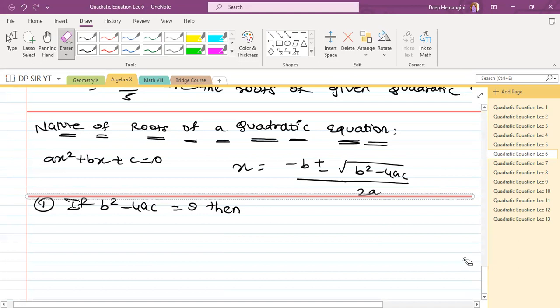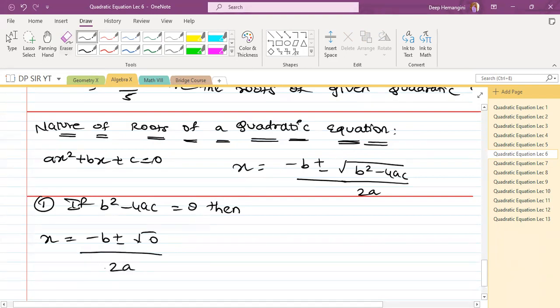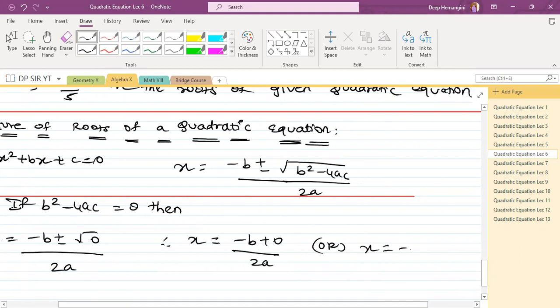Then there are three cases that we are going to study over here. If this happens, what will my formula become? x is equal to minus b plus or minus under root of b square minus 4ac, whose value is supposed to be 0, so under root of 0, upon 2a. So in this case what is going to be our observation? Therefore x is equal to minus b plus 0 upon 2a, isn't it? Or in this case the other root would be x is equal to minus b minus 0 upon 2a.